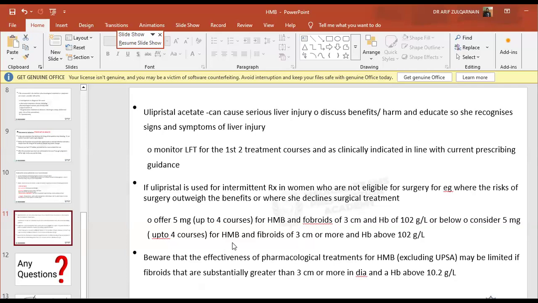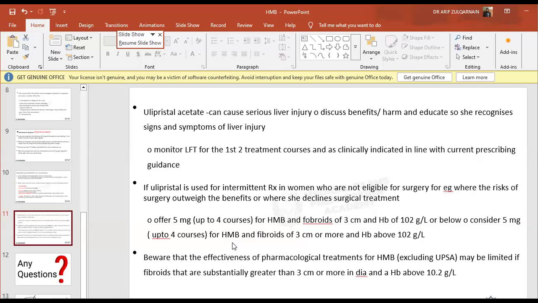And if ulipristal is used for intermittent treatment in women who are not eligible for surgery, for example, where the risk of surgery is more and the benefits are less, or if she declines the surgical treatment, then we will offer 5 milligram for heavy menstrual bleeding and fibroids of 3 centimeter and hemoglobin 10.2 gram per deciliter or below. Okay, we can use 5 milligram up to 4 courses. And we can consider 5 milligram up to 4 courses for heavy menstrual bleeding and fibroids of 3 centimeter or more, and HB is above 10.2.